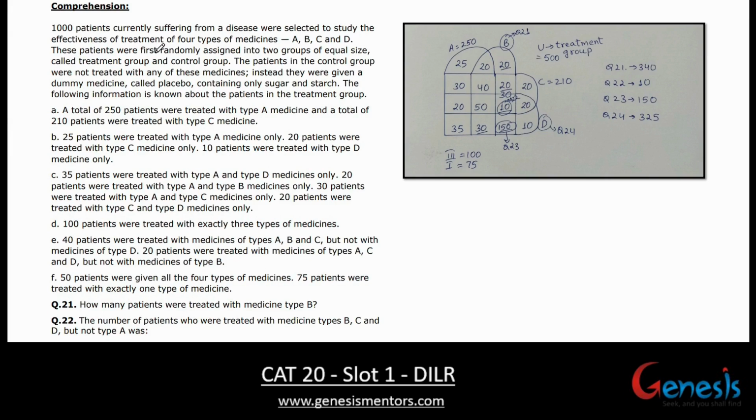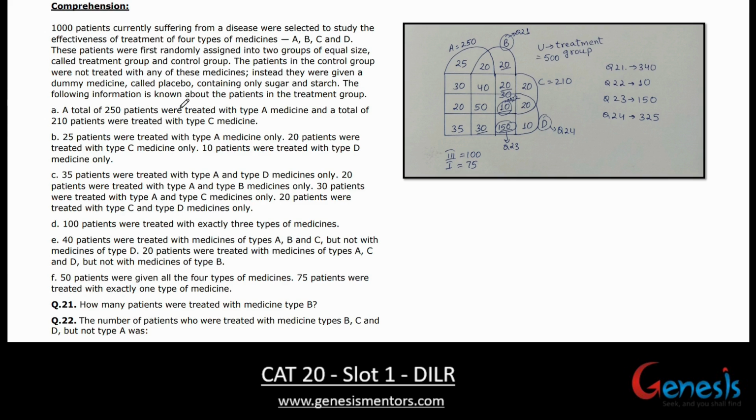Here, in this case, 1,000 patients currently suffering from a disease were selected to study the effectiveness of treatment of 4 types of medicines A, B, C, and D. These patients were first randomly assigned into 2 groups of equal size called treatment group and control group. So, out of these, 500 in treatment group and 500 in control group, the patients in the control group were not treated with any of these medicines. Instead, they were given a dummy medicine called placebo containing only sugar and starch, right?